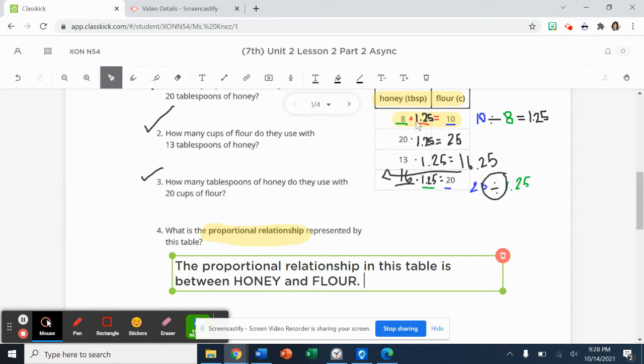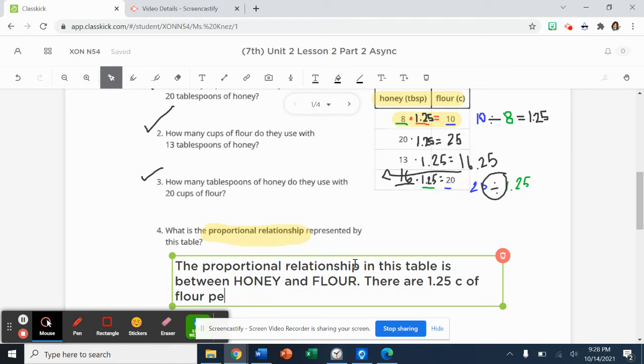1.25 is the amount of flour per cup of honey. And we could write that like this. There are 1.25 cups of flour per cup of honey. We know that because we're always multiplying how many tablespoons of honey we have times 1.25 to tell us how many cups of flour we have. I made a mistake because I wrote cups of honey and I should have written tablespoons.